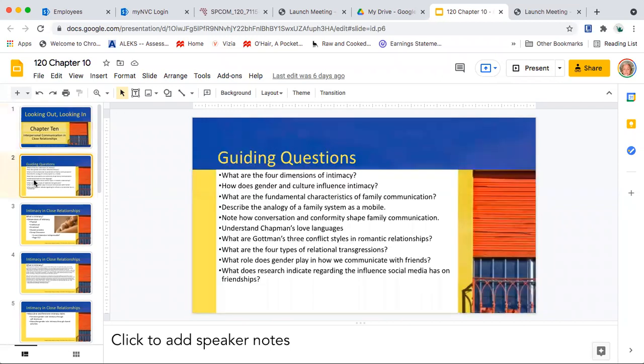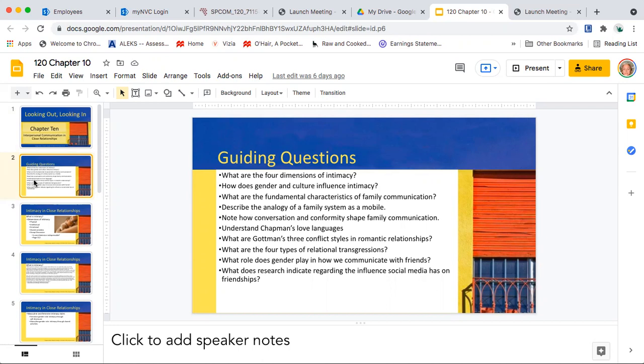These might help you to think about some things to write about. So ask yourself as you're reading this, what are the 4 dimensions of intimacy? How does gender and culture influence intimacy? What are the fundamental characteristics of family communication? Describe the analogy of a family system as a mobile. Okay. Note how conversation and conformity shape family communication.